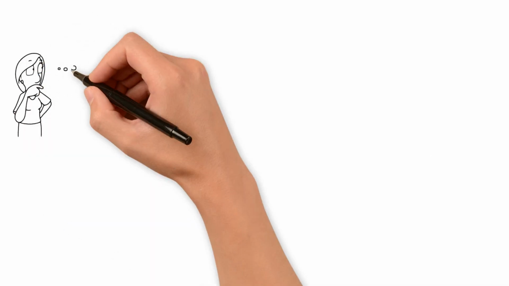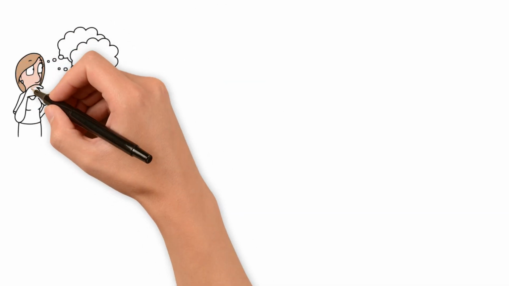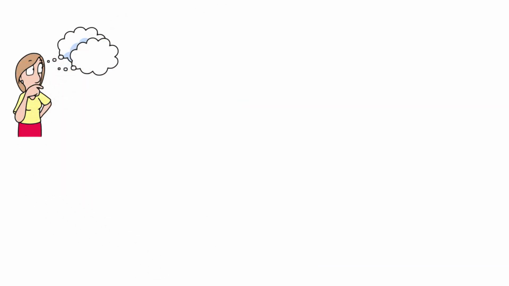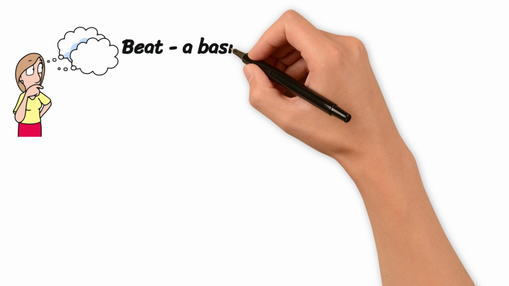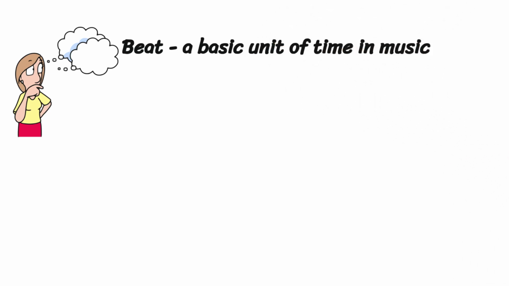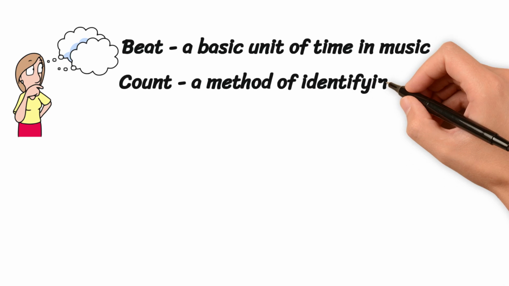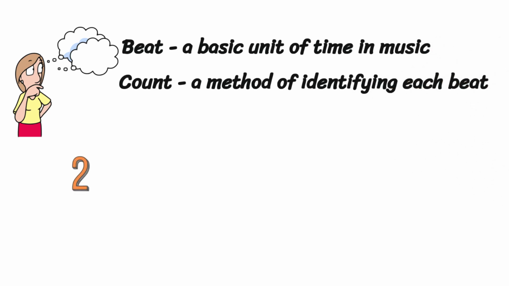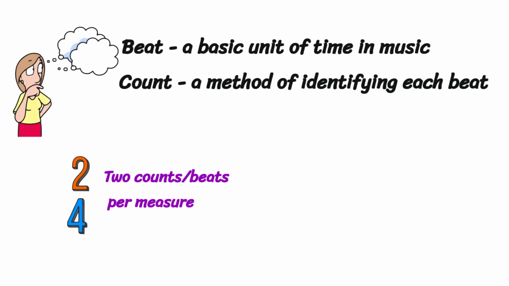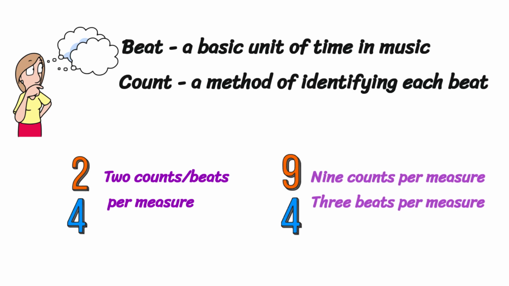Now, let's clarify the concepts of beats and counts, as these two terms can sometimes be confusing. A beat is the basic unit of time in music, while a count is a way of identifying each individual beat. In simple meter, the beat and the count are the same. For example, in 2/4, there are 2 beats per measure, and each beat is a quarter note. In a compound meter like 9/4, there are 9 counts per measure, but only 3 beats, with each beat being a dotted half note.